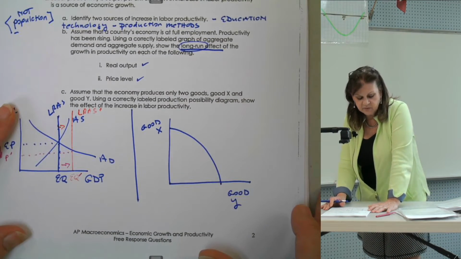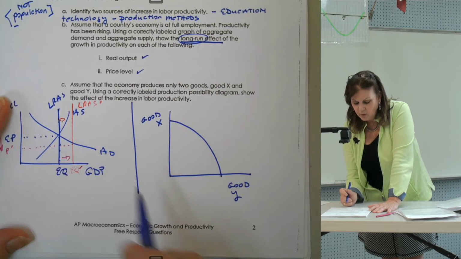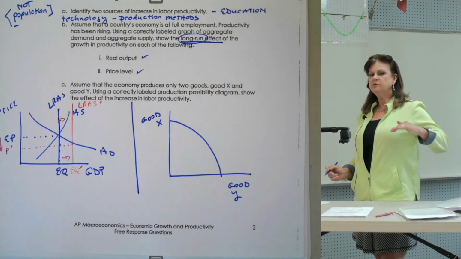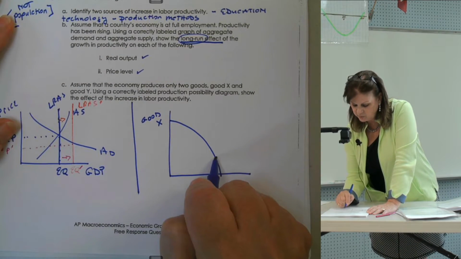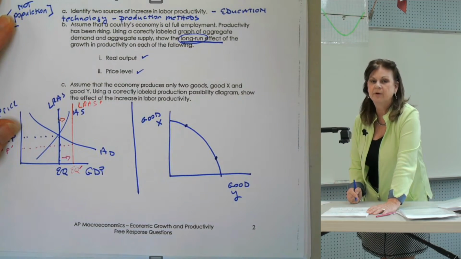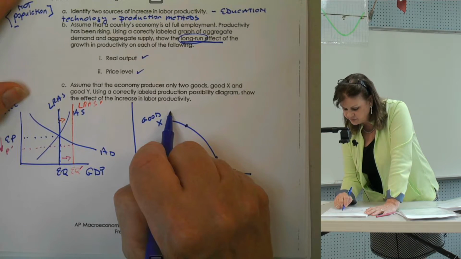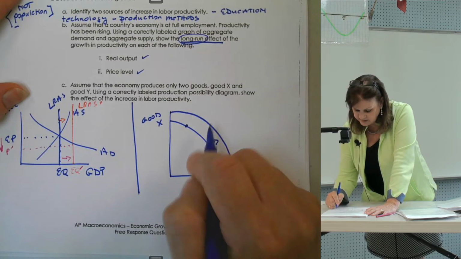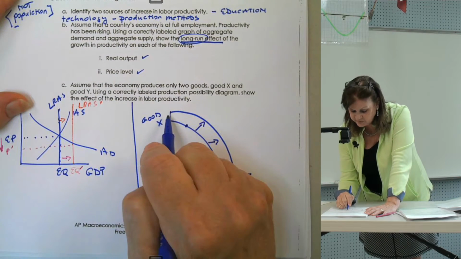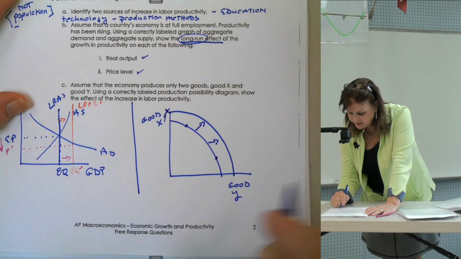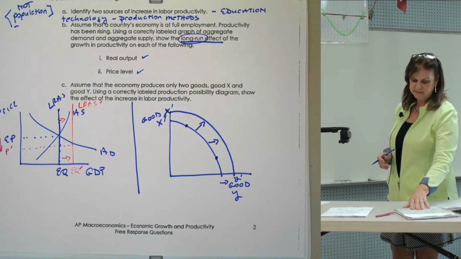Show the effect of the increase in labor productivity. So we are shifting this curve out, which means we're not moving on the curve, because to move on the curve means we're just as productive as we were when we produced here. We're just as productive as we produced there. So if I move on the curve, that's not showing higher productivity. What I'm going to have to do is shift the entire curve out and have new levels of production for good X and new levels of production for good Y. Easy peasy. That's it.